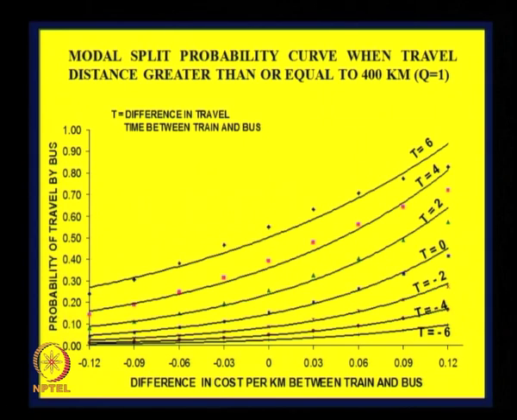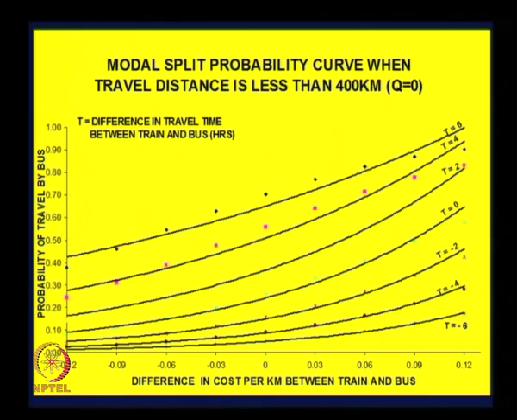This is what the system managers look for. If I do this, what will be the scenario, what will happen to my operating system, whether I will be losing, if I lose to what extent. So this is how we can present the modeling results, so that it is really a useful tool for the decision making process. A similar presentation can be made for a case where q is equal to 0, when travel distance between city pairs is less than 400 kilometers.